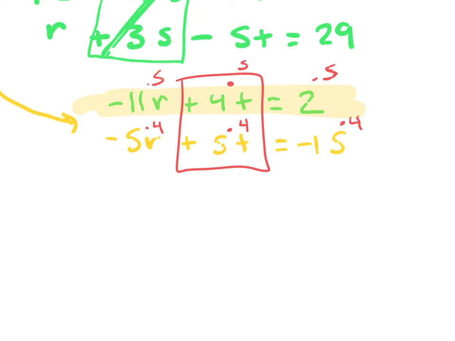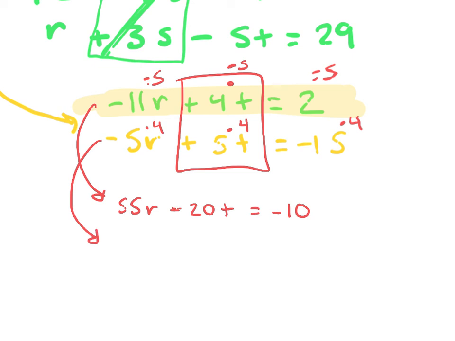Can they both be positive? Positive 20t and positive? So which one are we going to multiply times the negative? Sure, it doesn't matter, just as long as we pick one to be a negative, so we can do the top. So we have to multiply the top one by negative 5. So our new top equation is going to be 55r minus 20t is equal to negative 10. And then our second equation is negative 20r plus 20t is equal to, what's negative 15 times 4?